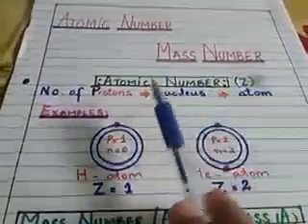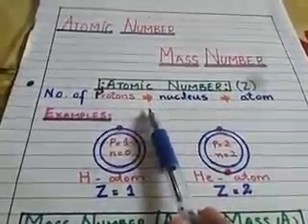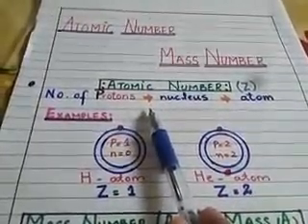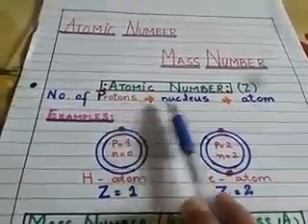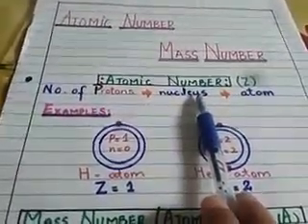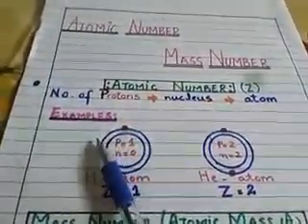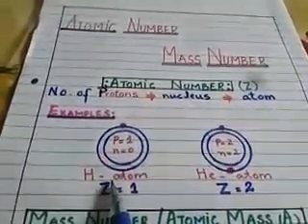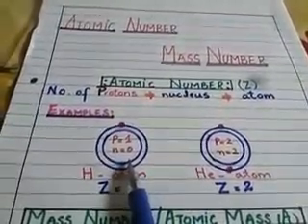So if we want to know the atomic number of an element, we simply have to calculate the number of protons which are present in its nucleus. So here we will discuss two examples. First example is of hydrogen atom. This is the atomic structure of hydrogen atom.